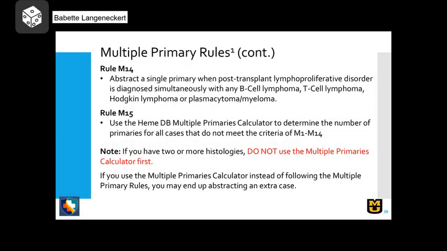Rule M14. Abstract a single primary when post-transplant lymphoproliferative disorder is diagnosed simultaneously with any B-cell lymphoma, T-cell lymphoma, Hodgkin lymphoma, or plasmacytoma myeloma. Rule M15. Use the heme database multiple primaries calculator to determine the number of primaries for all cases that do not meet the criteria of rules M1 to M14.